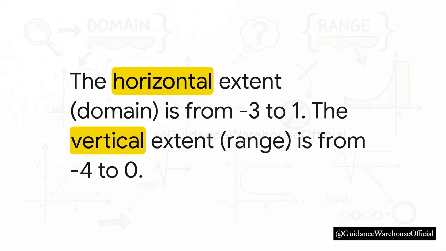Horizontally scanning left to right, we see the graph starts at an open circle at x equals -3 and goes all the way to a filled-in circle at x equals 1. Now let's scan vertically from bottom to top. It starts at a filled-in circle at y equals -4 and goes up to an open circle at y equals 0. Those open and closed circles are super important clues.